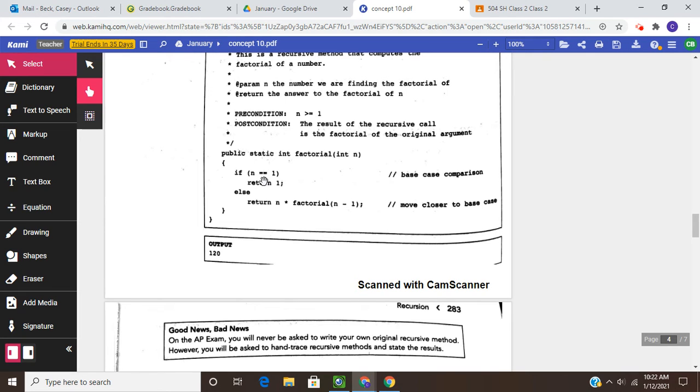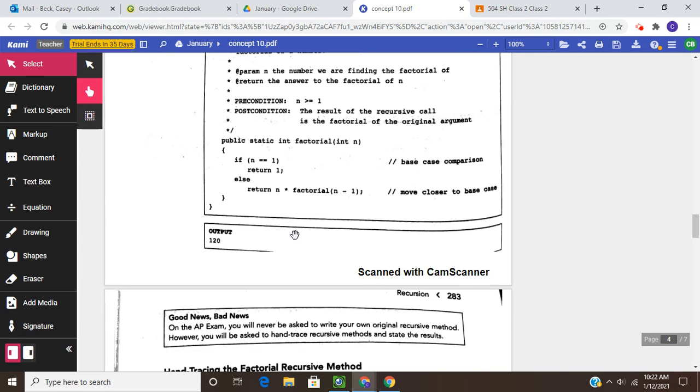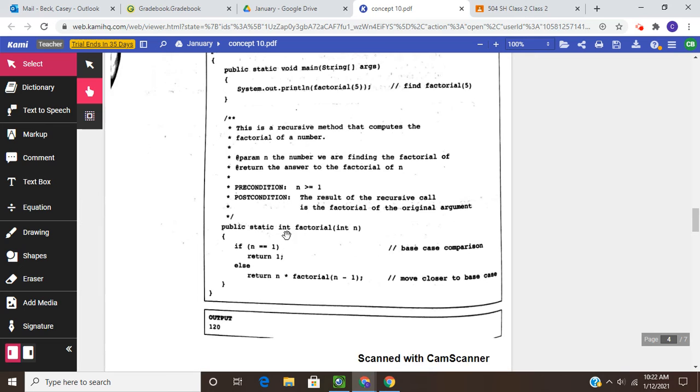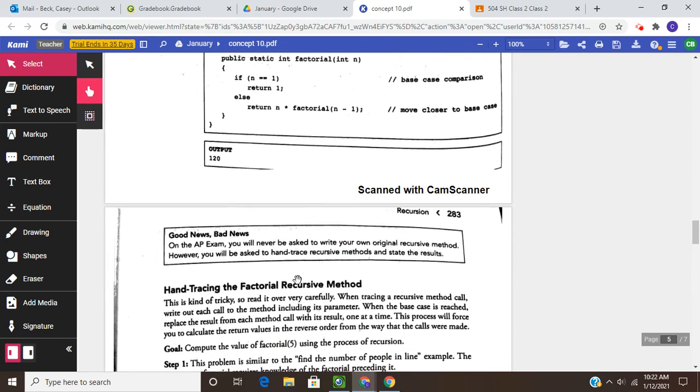Again, equals equals is the comparison. It's not setting n equal to 1. That's just with double equals. Else, it's going to return n times factorial of n minus 1. So that's invoking the factorial method within the factorial method. That would be the recursion section of this, and it moves closer to the base case. And then for this, you should shoot out 120 because that's what 5 factorial is.